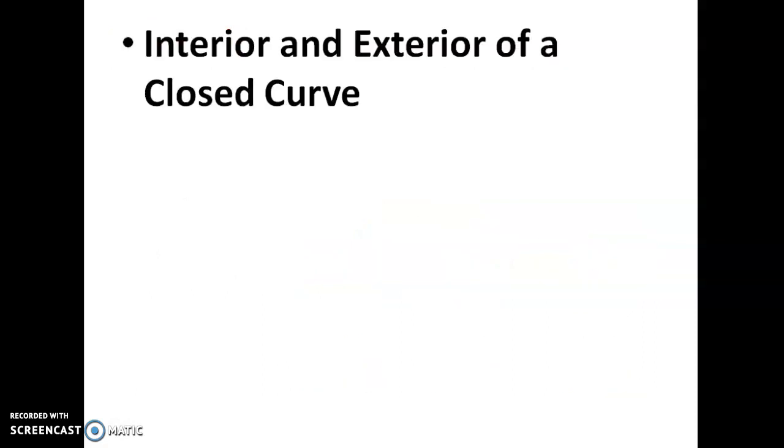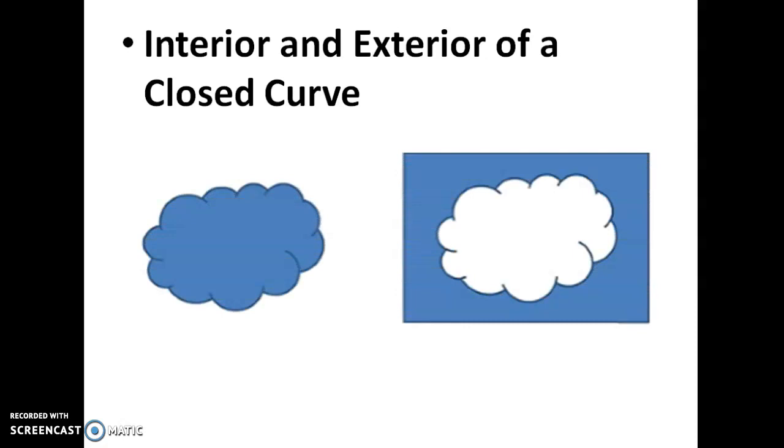Interior and exterior of a closed curve. So these are the pictures. For this closed figure, the blue part is the interior of the curve, and this blue area is the exterior of the closed curve. So this is a closed curve. This is the interior and this is the exterior, outside. Interior means inside, exterior means outside.